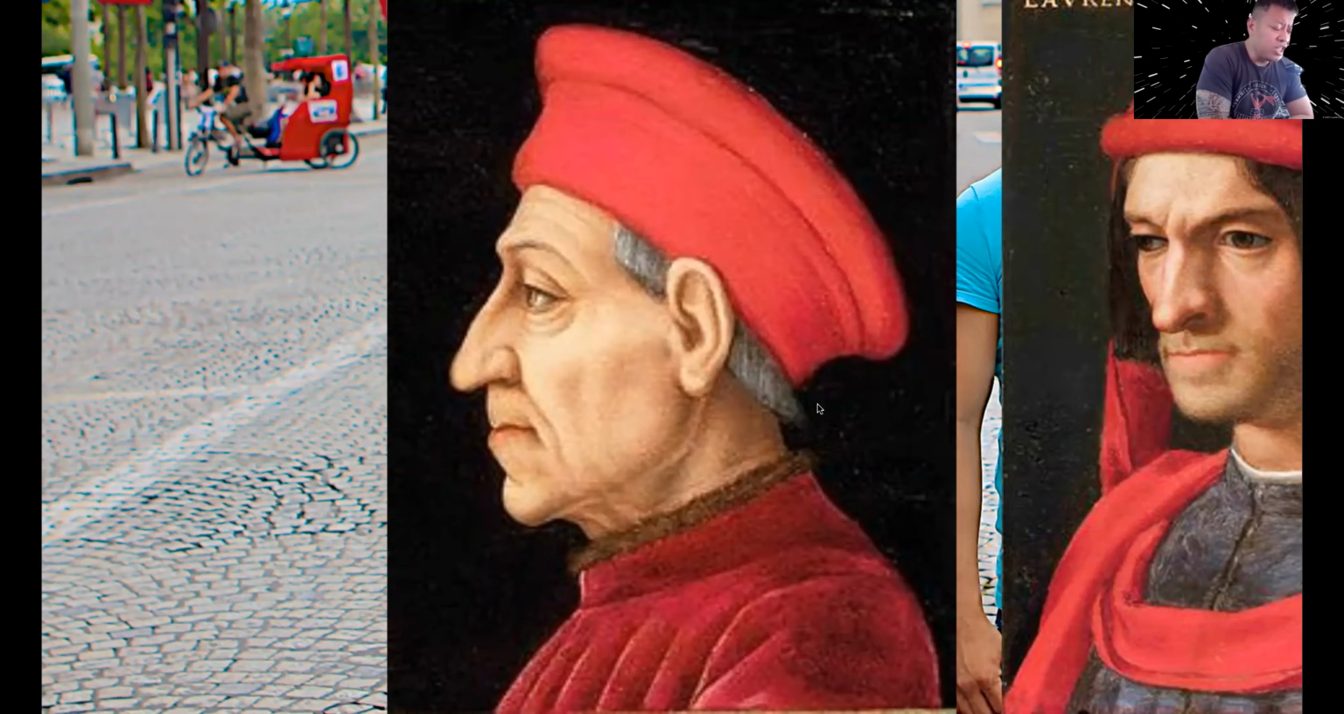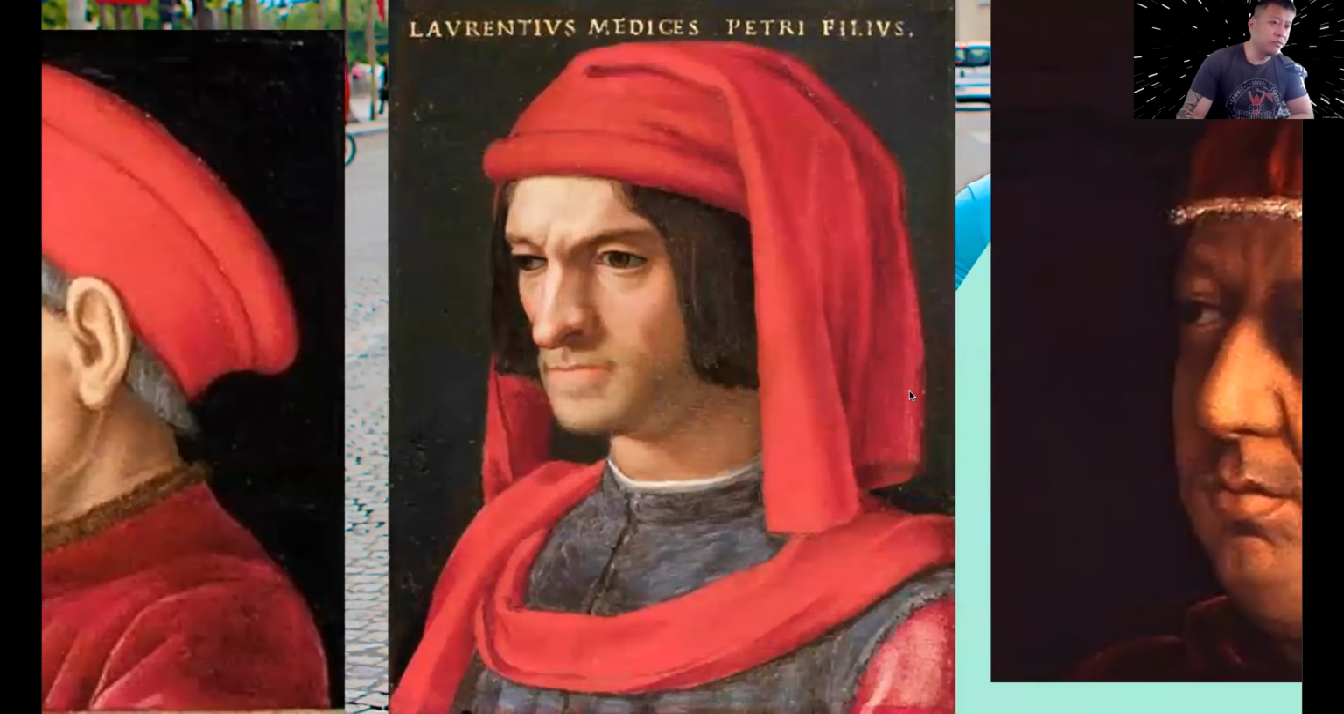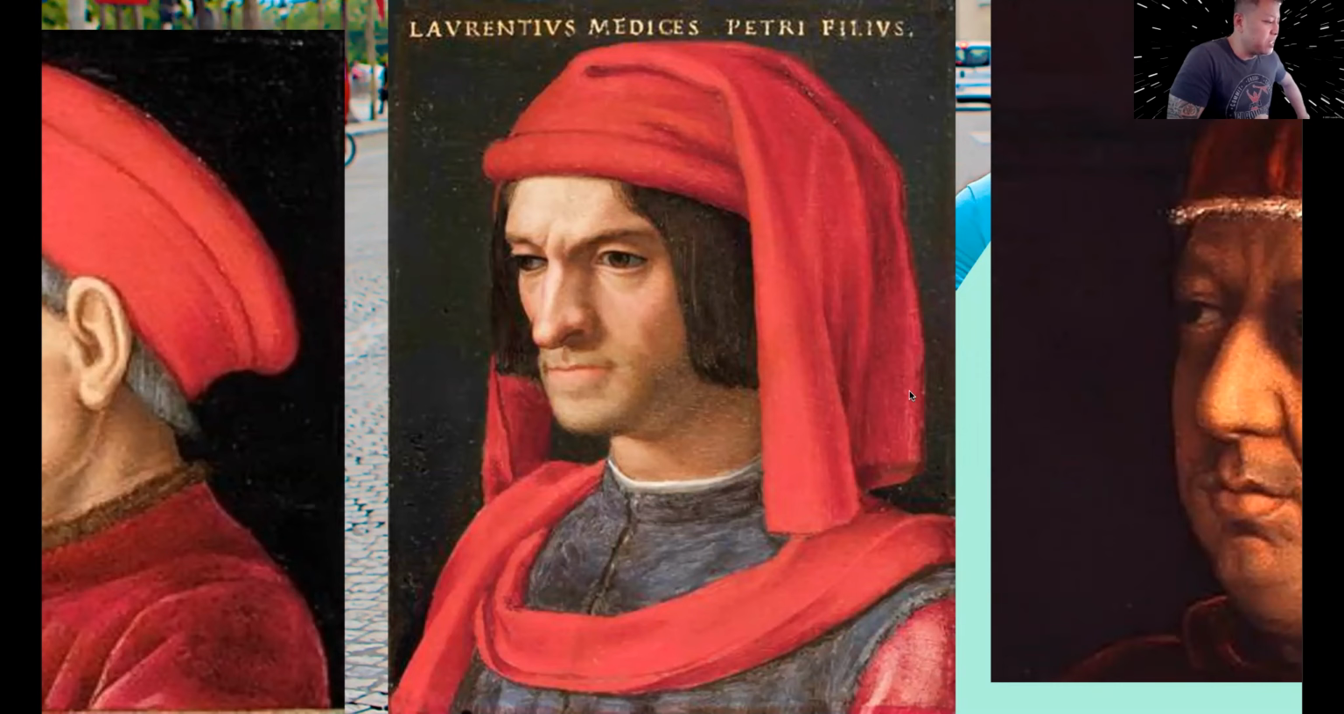After Cosimo de' Medici died, his grandson inherited the business. And if I'm showing you pictures on the screen, I'm showing you a picture of Giovanni de' Medici. This is the grandson of Cosimo de' Medici. Giovanni de' Medici furthered the family business by making the Medici Bank the Bank of the Vatican.